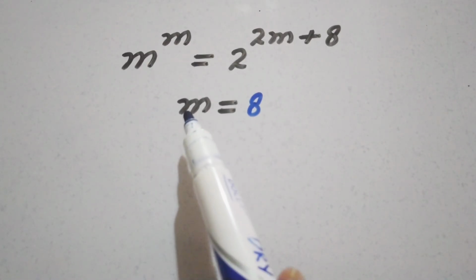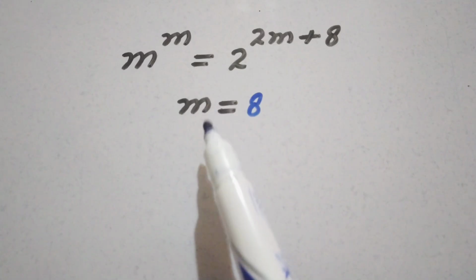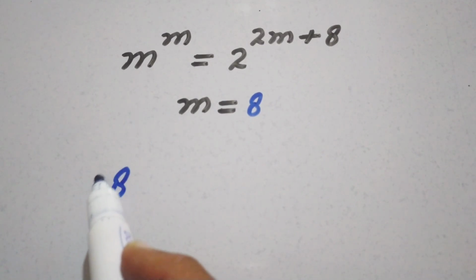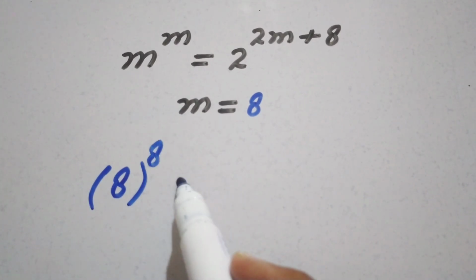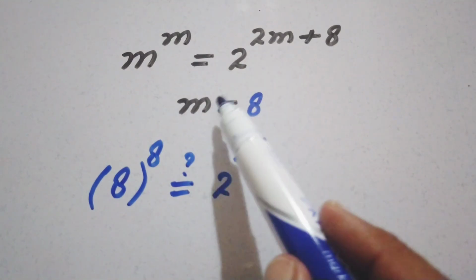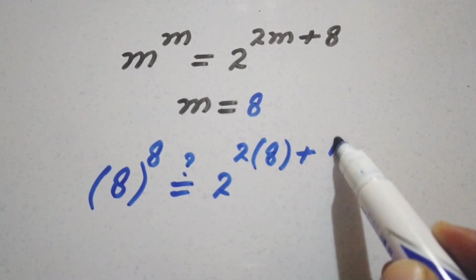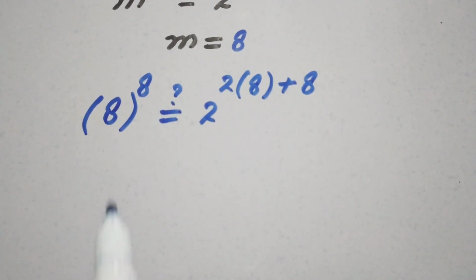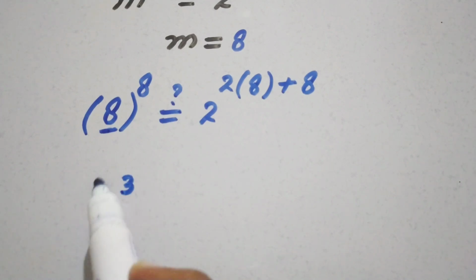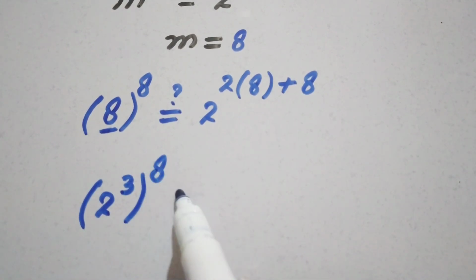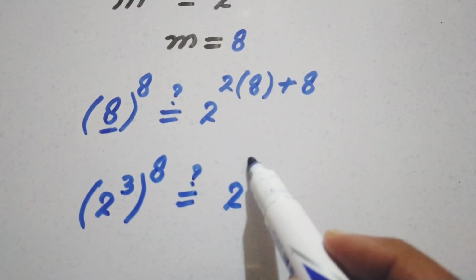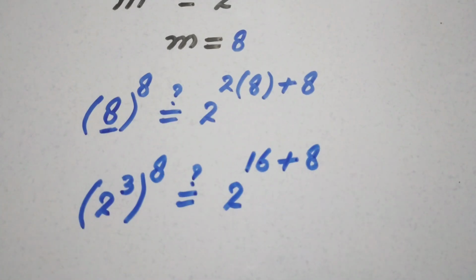Now let's verify whether the value of m for the given expression is valid or invalid. So here m, which is 8, to the power m, which is 8, whether it is equal or not equal to 2 power 2 into m, which is 8, plus 8. Now 8 power 8, we can write this 8 as 2 cube, and this power 8 is equal or not equal to 2 power 8 multiplied by 2, 16 plus 8.